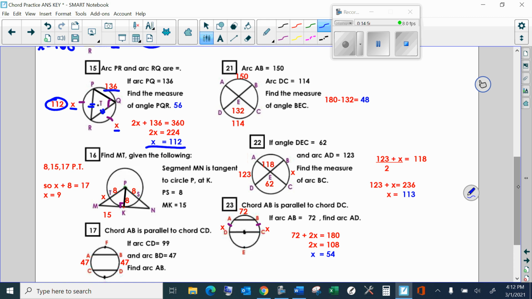It says it wants the measuring angle PQR. It wants this. Isn't that half of that arc? And so what is half of 112? 56 degrees. There's your answer.